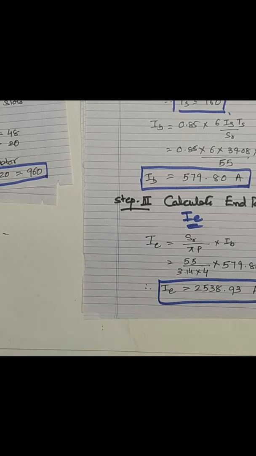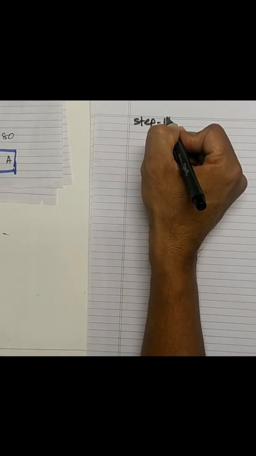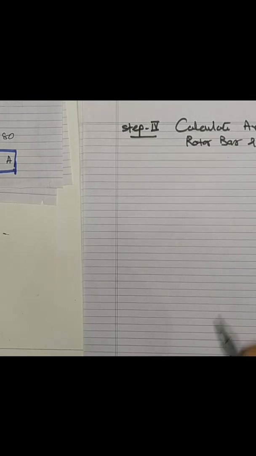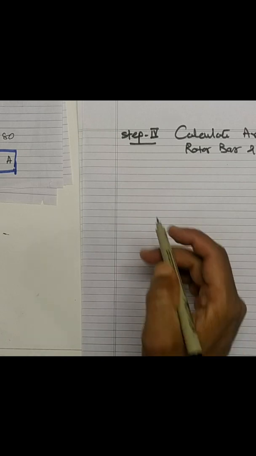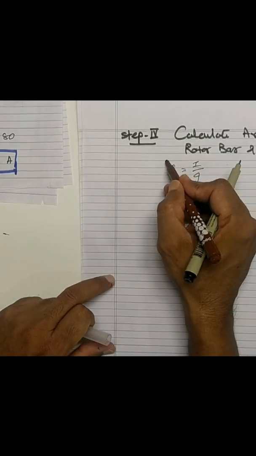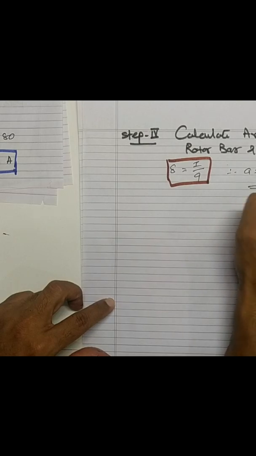In step 1 we calculated stator current. Based on the stator current, in the second step we calculated rotor bar current. Based on the rotor bar current, in step 3 we calculated our end ring current. Now the last step, step number 4, in which we calculate the area of the rotor bar and end ring. Current density is given. Normally we use the general equation: current density is current divided by cross-section area. So area is equal to I divided by current density.